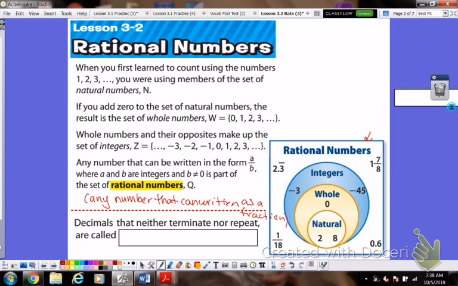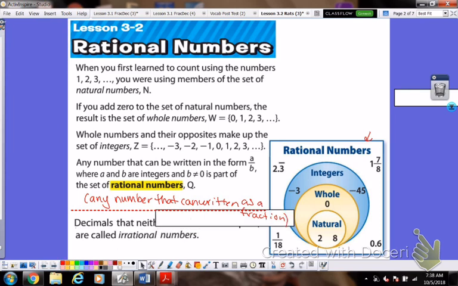And then decimals that neither terminate nor repeat are called irrational numbers. So if you're not rational, you are irrational. A great example of this would be pi. If you don't know pi, we'll be talking about pi later in the year when we talk about circles. But pi is the most common example of irrational numbers. Okay, so vocab here, we have our natural numbers, we have our whole numbers, we have our integers, we have our rational numbers, and our irrational numbers.